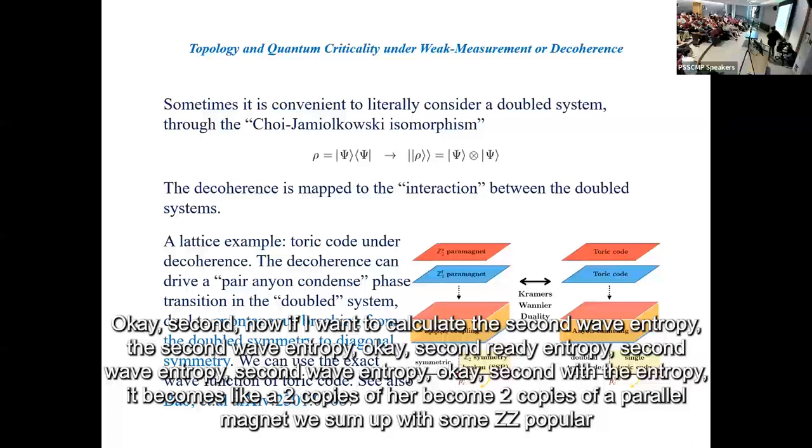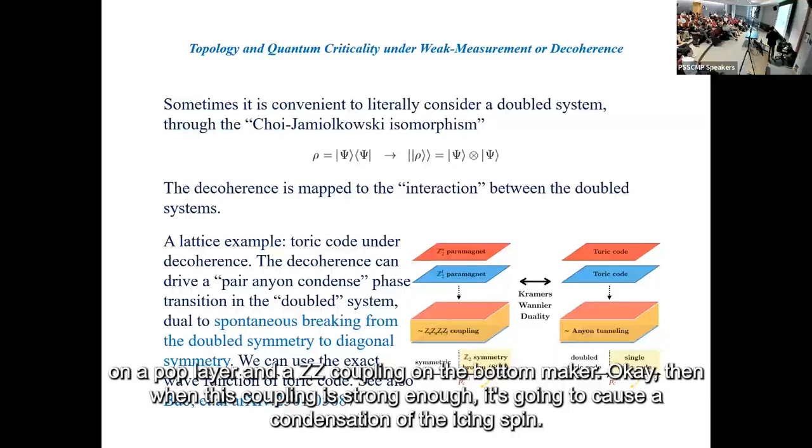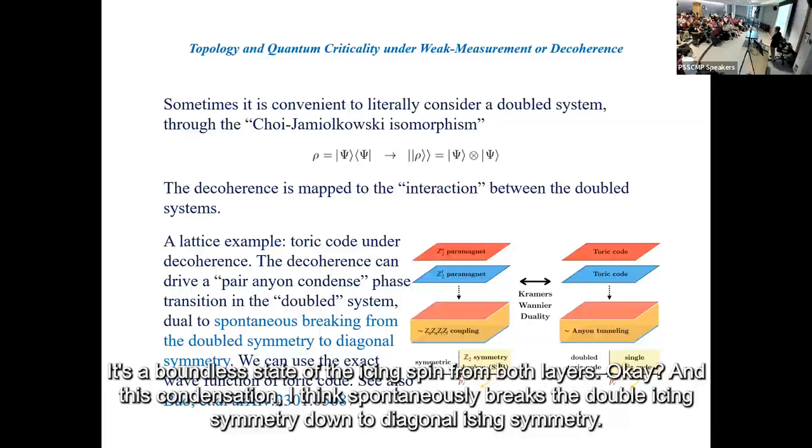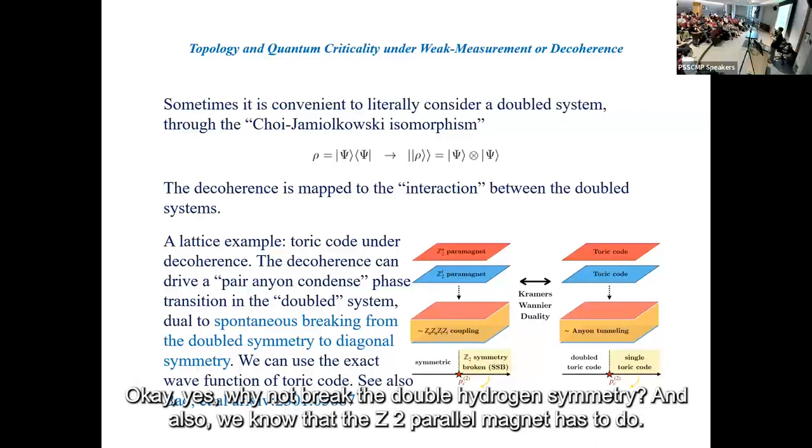it becomes like two copies of a paramagnet with some ZZ coupling on the top layer and a ZZ coupling on the bottom layer. Then when this coupling is strong enough, it's going to cause a condensation of the Ising spin, some bound state of the Ising spin from both layers. And this condensation spontaneously breaks the doubled Ising symmetry down to the diagonal Ising symmetry.